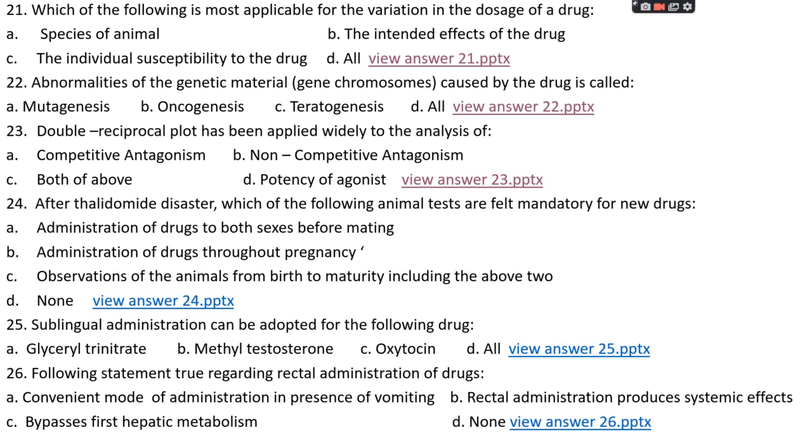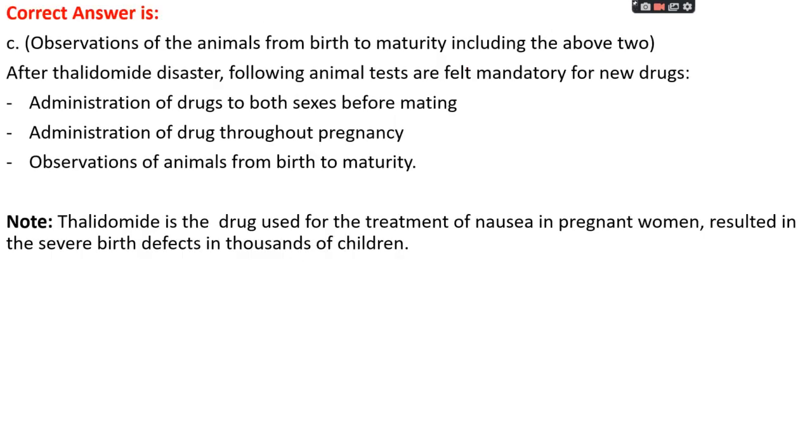After a thalidomide disaster, which of the following animal tests are felt mandatory for new drugs? Option A, administration of a drug to both sexes before mating. Option B, administration of a drug throughout pregnancy. Option C, observation of the animal from birth to maturity, including the above two. Or option D, none. The right answer is option C, that is observation of animal from birth to maturity, including the above two.